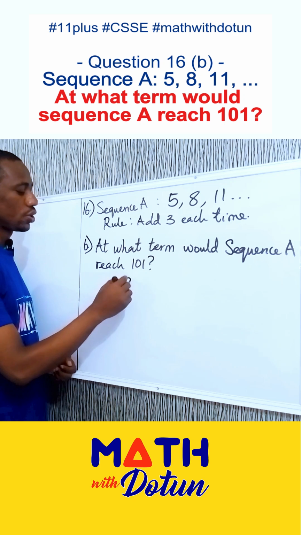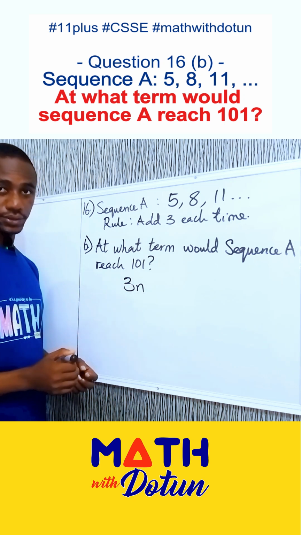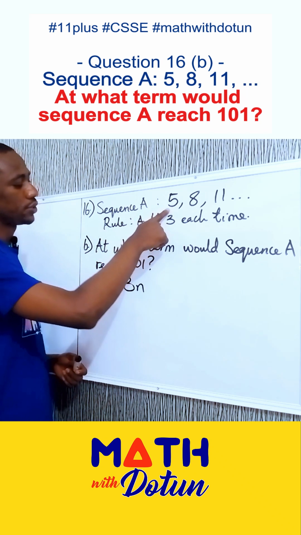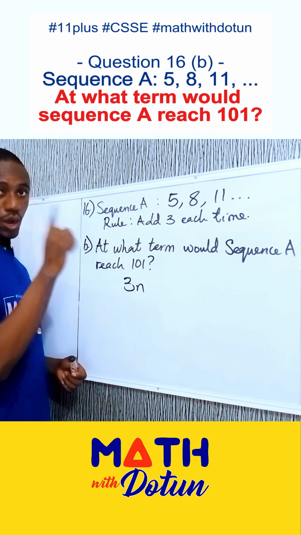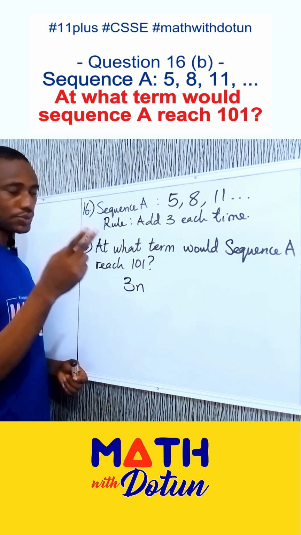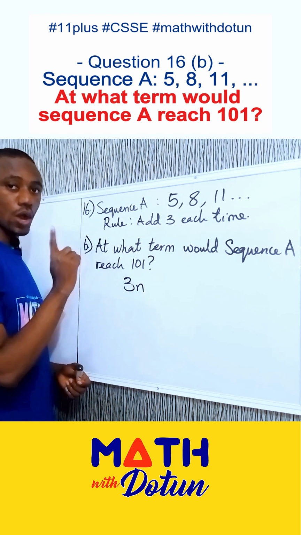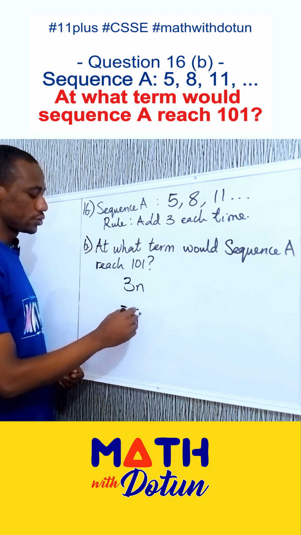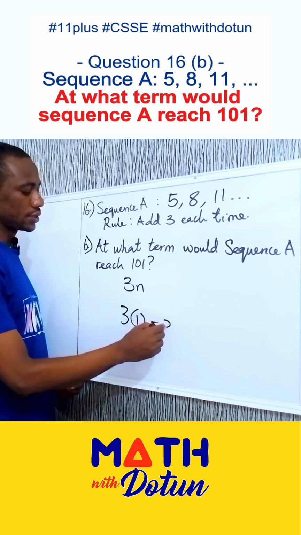So you're going to do 3 times n. All right, that's 3n. Then you come back to your first term. Your first term, n is 1. Second term, n is 2. So n is 1 for the first term. So let's put 1 here. So 3 times 1 is 3.